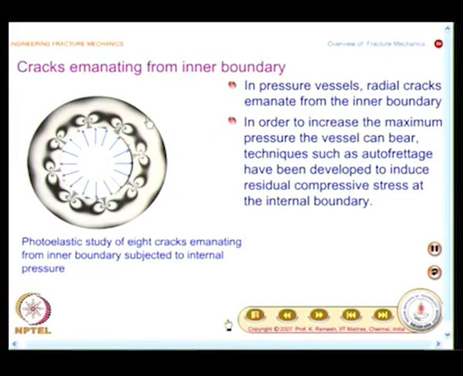But what does this autofrettage do? It will generate residual tensile stresses on the outer boundary. So, when you pressurize the vessel, this in combination with the residual tensile stress on the outer boundary can lead to cracks emanating from the outer boundary.